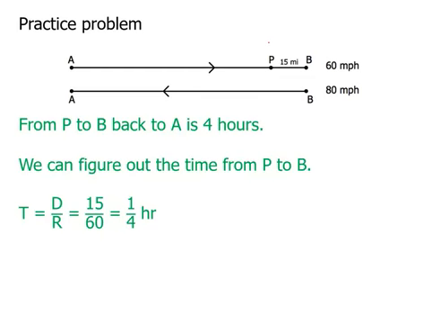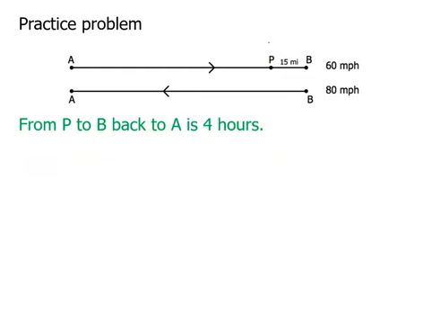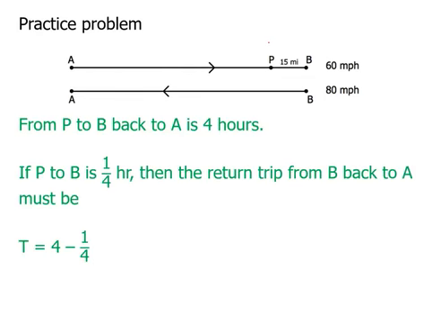Well, if P to B to A was 4 hours, and P to B is a quarter of an hour, then the route from B back to A has to be, the time has to be the difference. So that is 4 minus 1/4. So I'm going to change 4 into an improper fraction. 16 over 4 minus 1/4 is 15 over 4. And I'm just going to leave that as an improper fraction right now. That is the time. 15 over 4 hours is the time of the trip from B back to A.